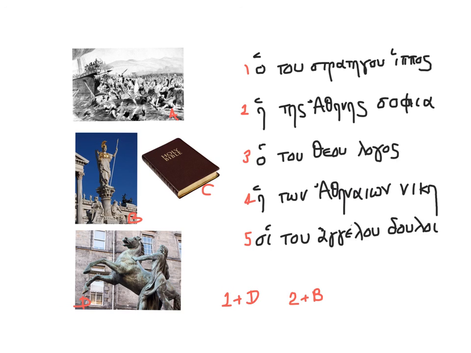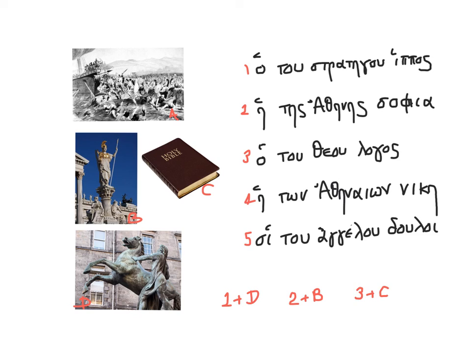Three, ho tou theou logos. Well, that's the word of God, literally the word of the God, but remember that Greek likes to use the definite article more often than we use it in English. So to say the word of God is a good translation for that, especially if you're reading New Testament Greek. So I'm going to match 3 to picture C.